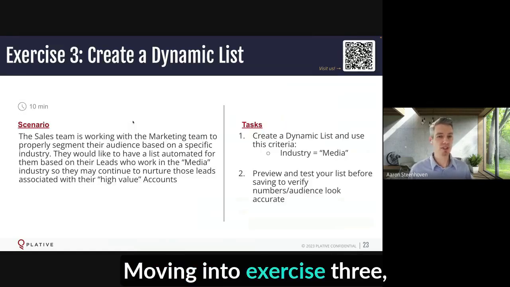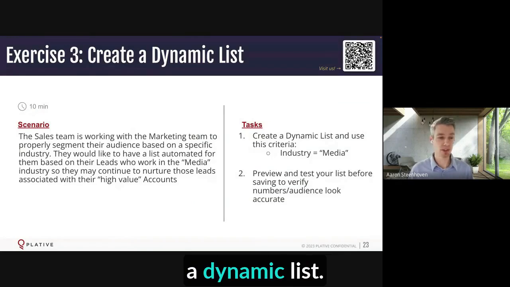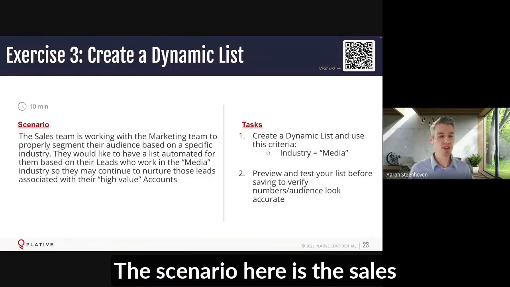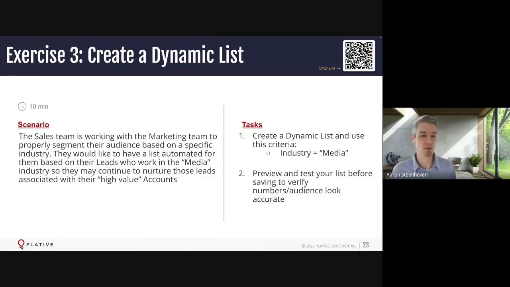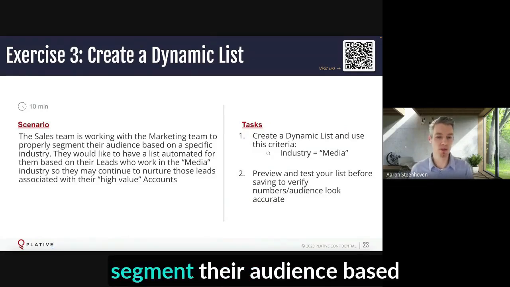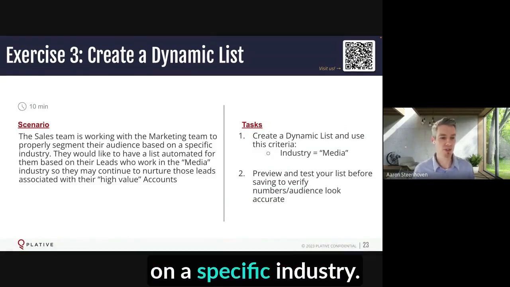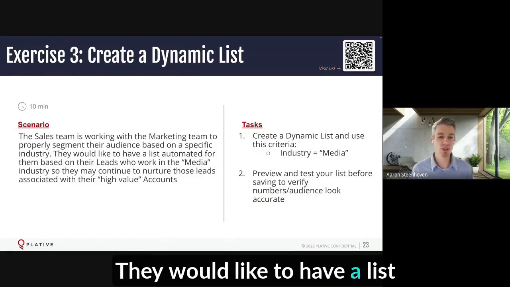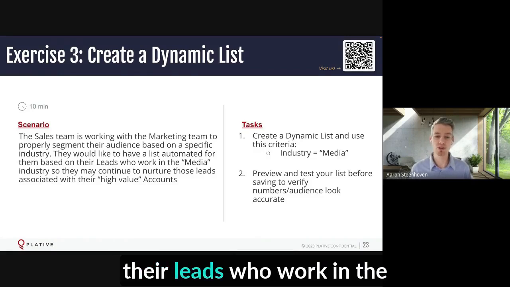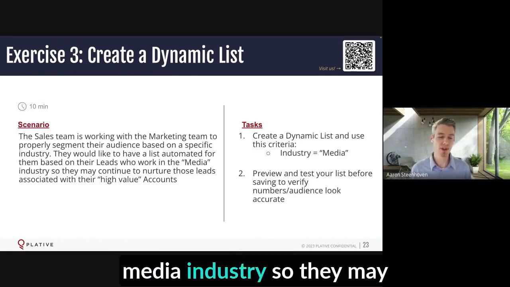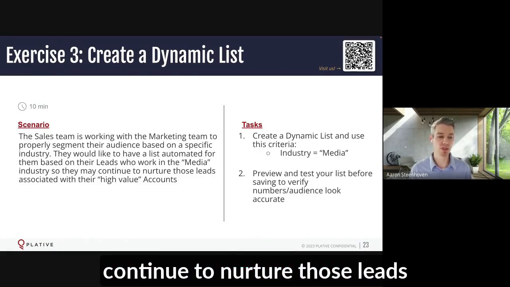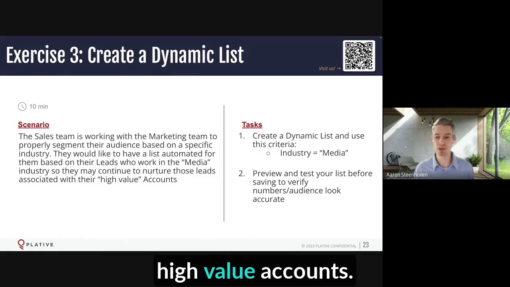Moving into exercise 3, we are going to create a dynamic list. The scenario here is the sales team is working with the marketing team to properly segment their audience based on a specific industry. They would like to have a list automated for them based on their leads who work in the media industry, so they may continue to nurture those leads associated with their high-value accounts.